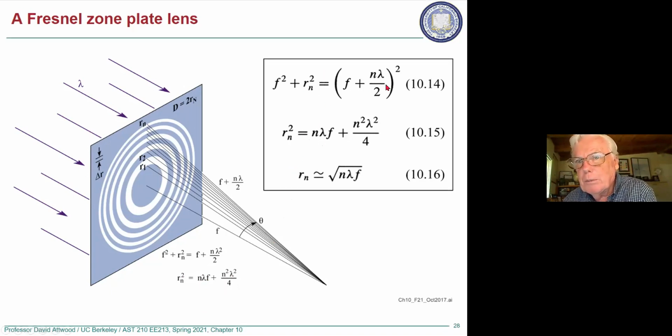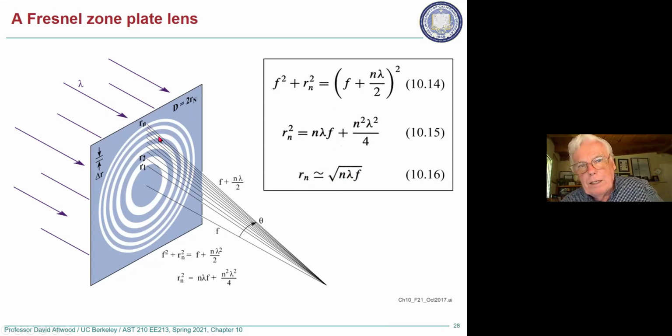This was the original Pythagorean formula. This is with this thing expanded and getting rid of the two f squareds. And then with this term assumed to be small, taking the square root. And we're going to use this formula again in a moment, either as r squared equals n lambda f, or in the square root form. But this is telling us what we wanted to know. This is how the various radii are going to vary with zone number and wavelength.